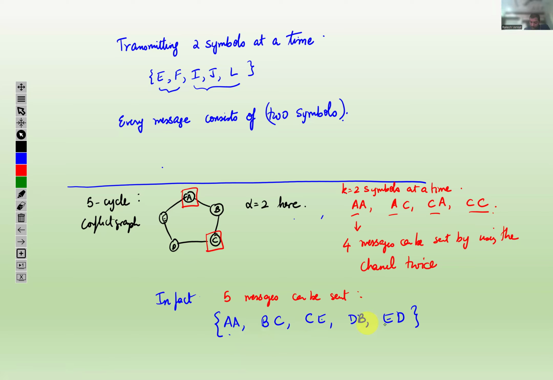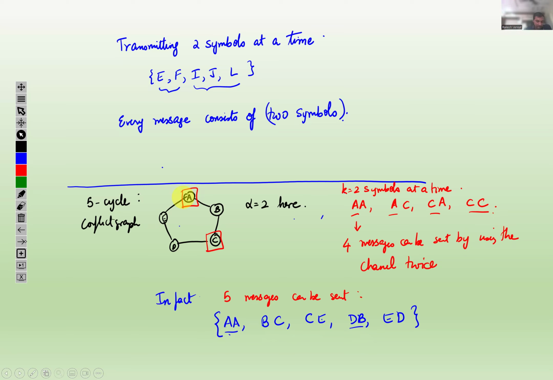If you take any two of these, there will be at least one of the symbols that will not be confused with the other, and therefore the two messages cannot be confused. For instance, if you take AA and DB, then the A can be confused with the B, but A will never be confused with a D because there's no edge between A and D. So the two messages are not confusing the receiving end. I hope it is clear what I'm saying.